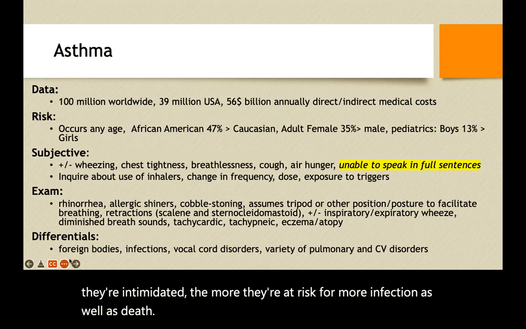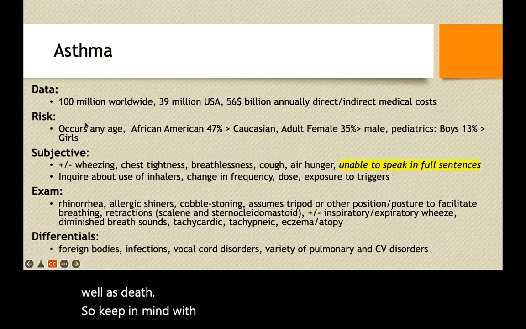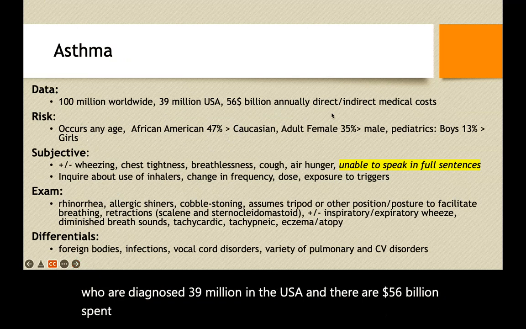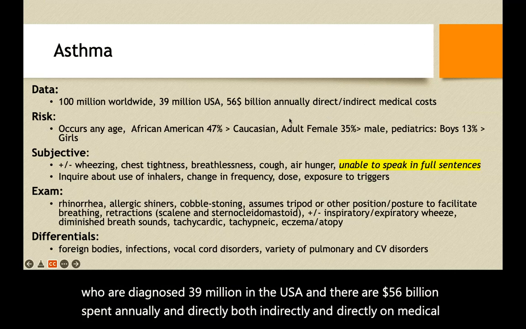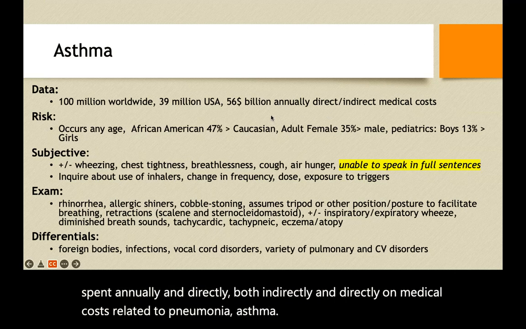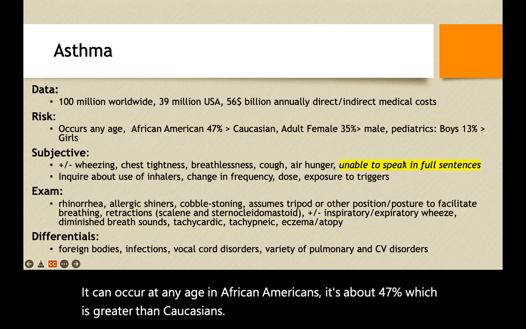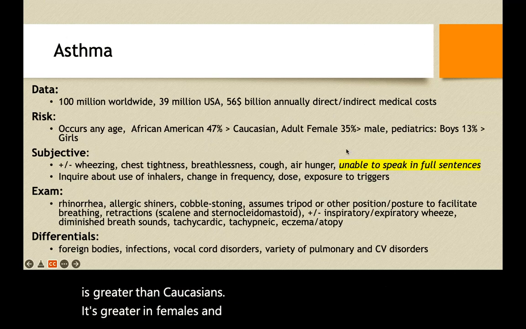So keep in mind with asthma, there's 100 million people worldwide who are diagnosed, 39 million in the USA, and there are $56 billion spent annually, both indirectly and directly, on medical costs related to asthma. It can occur at any age. In African Americans, it's about 47%, which is greater than Caucasians. It's greater in females than males. In pediatric boys, it's greater than girls.